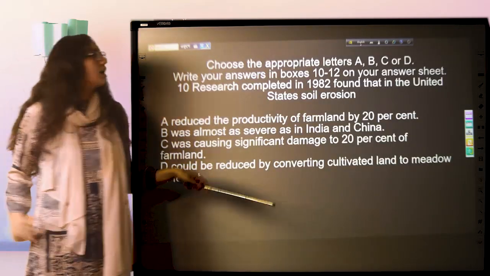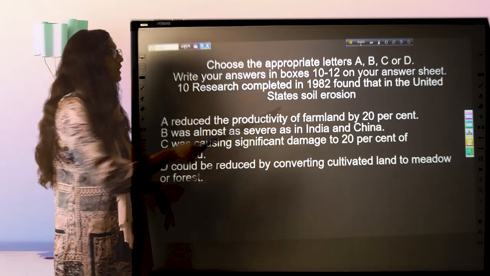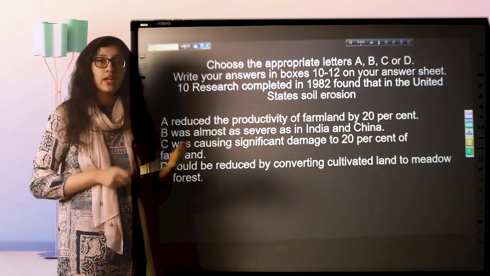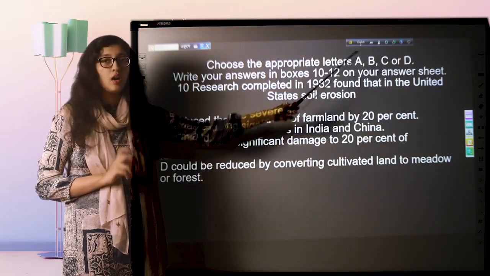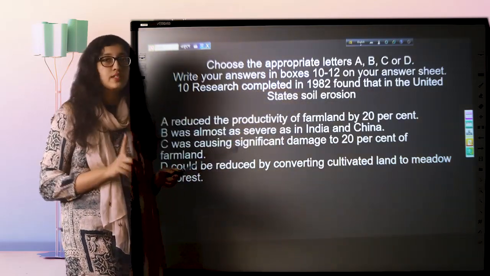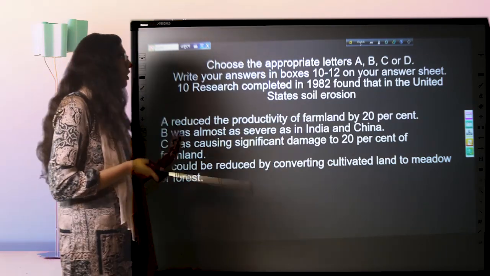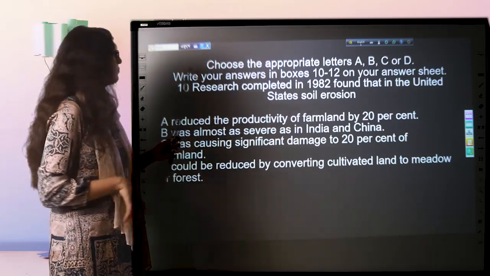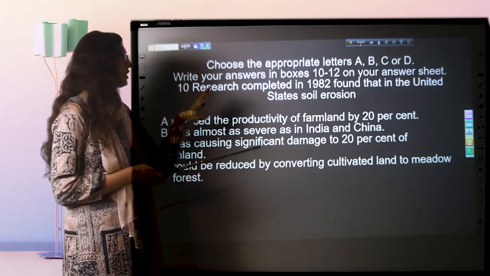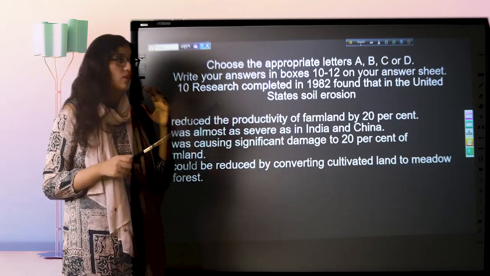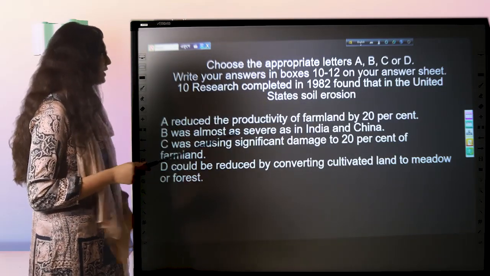So again, when you see the question, read the instructions carefully. Over here you can see that they're asking you to choose either A, B, C, or D. That means it's never going to be more than one letter. So the answer is either A, B, C, or D. It can't be A and B both. And you need to write your answer in boxes 10 to 12. You're going to get a separate answer sheet and you have to fill it up if the instruction says so. So please remember to read it carefully.